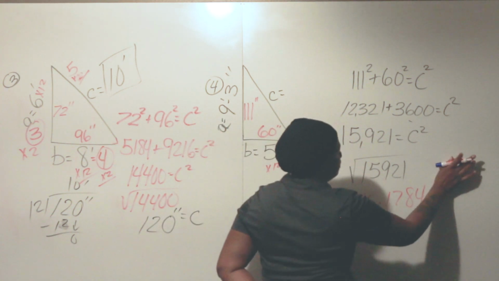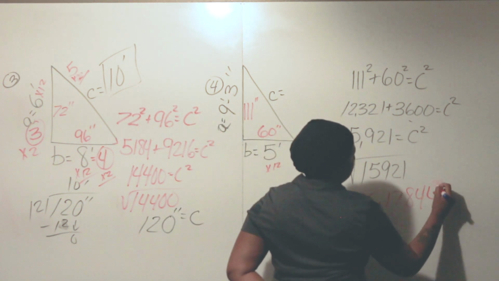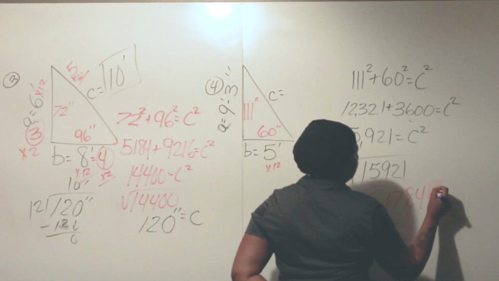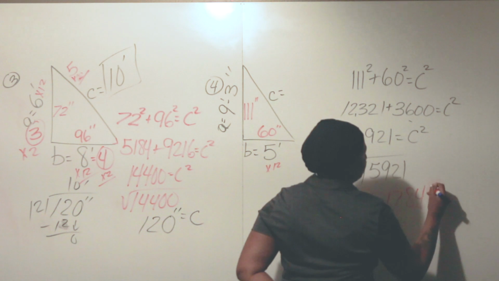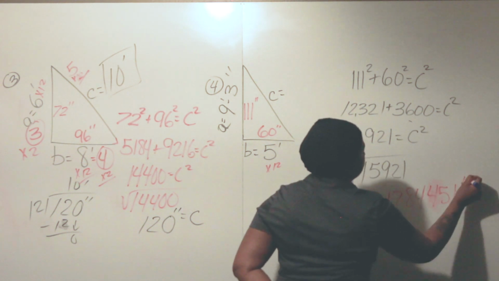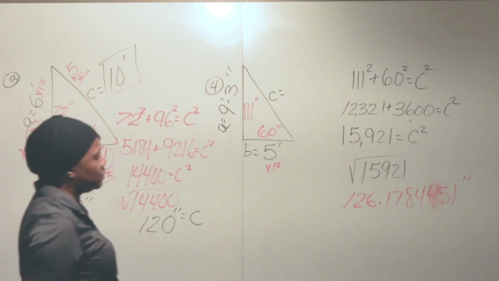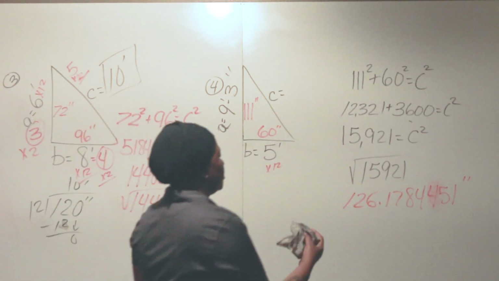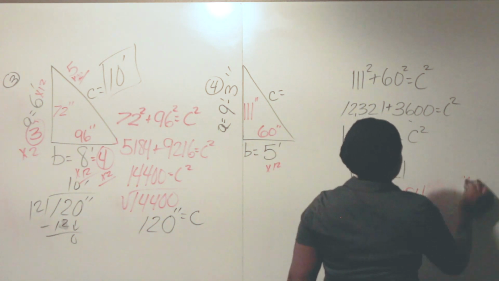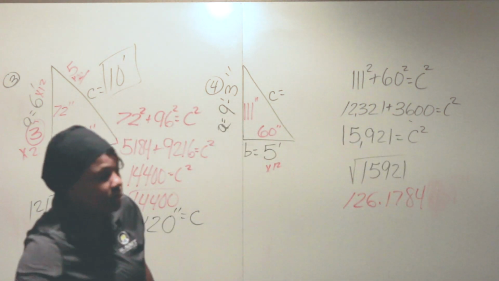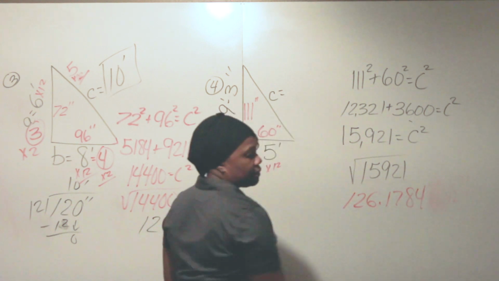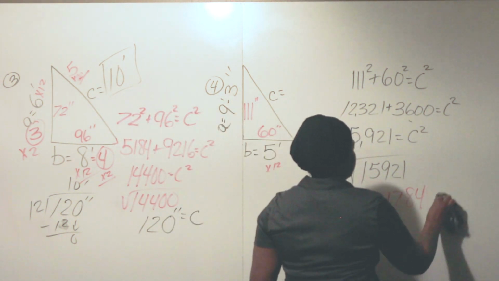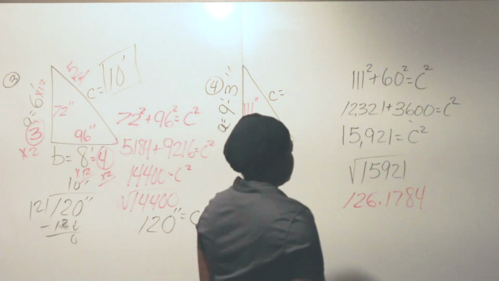Give me some more. 4451. Is it 4 4 or just 1 4? It's 4451. So 126.1784451 inches. All right. Don't like the way that looks. It just looks like it's not going to be able to be seen good. 126.1784451 inches. Better.